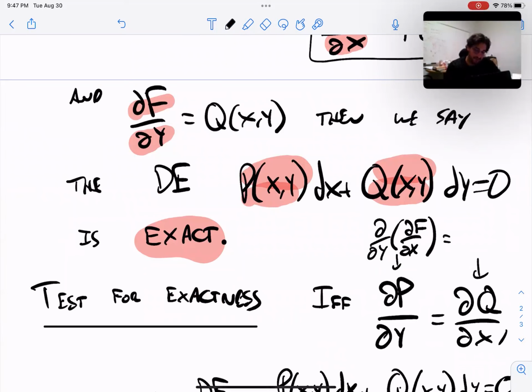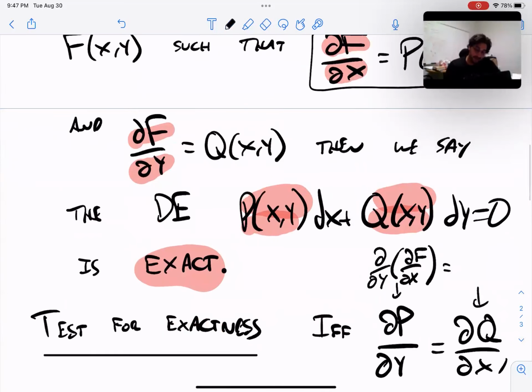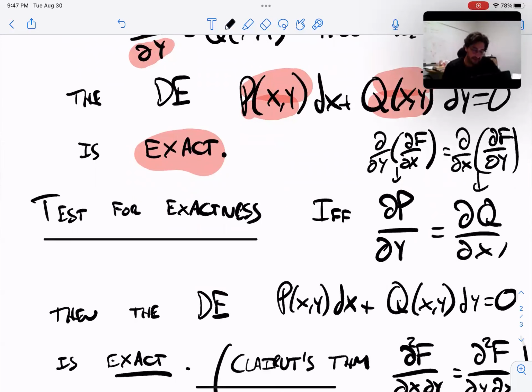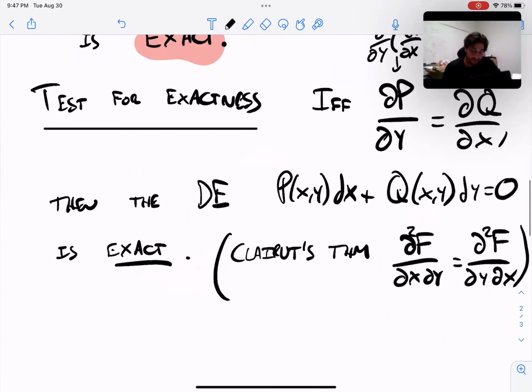Versus this quantity is what? This is the derivative of q with respect to x, and I want q to be partial f with respect to y. So this is going to be the partial x of the partial y of f. By Clairaut's theorem, those have to be equal. The mixed partials in each order have to be the same. So that's where this test for exactness comes from.